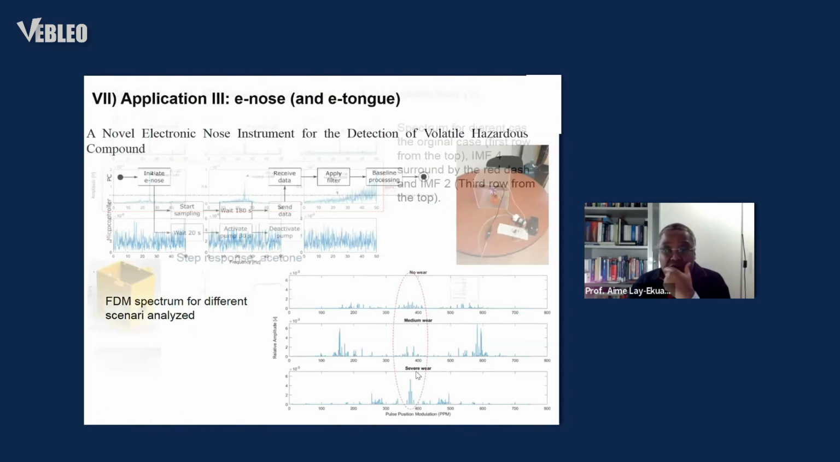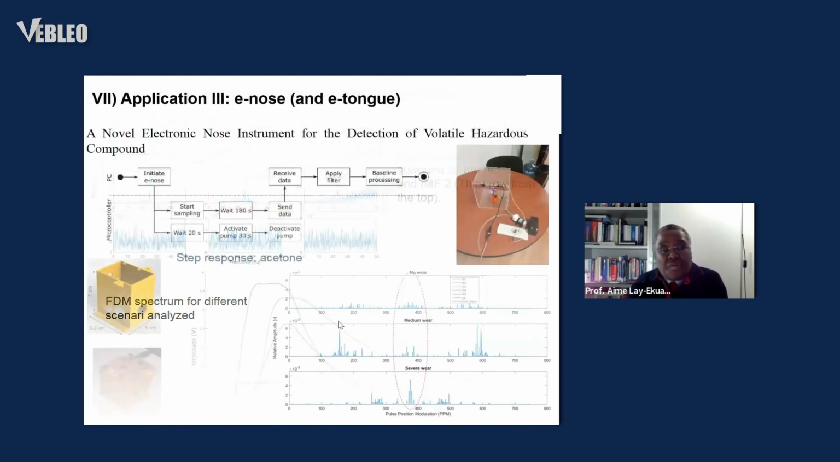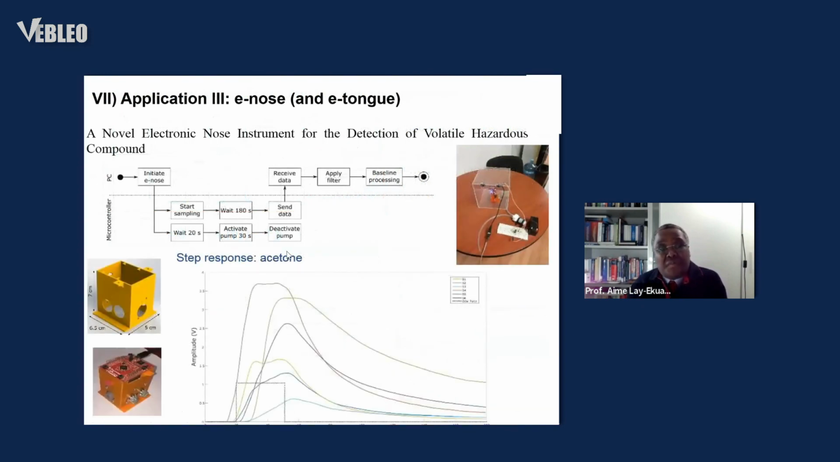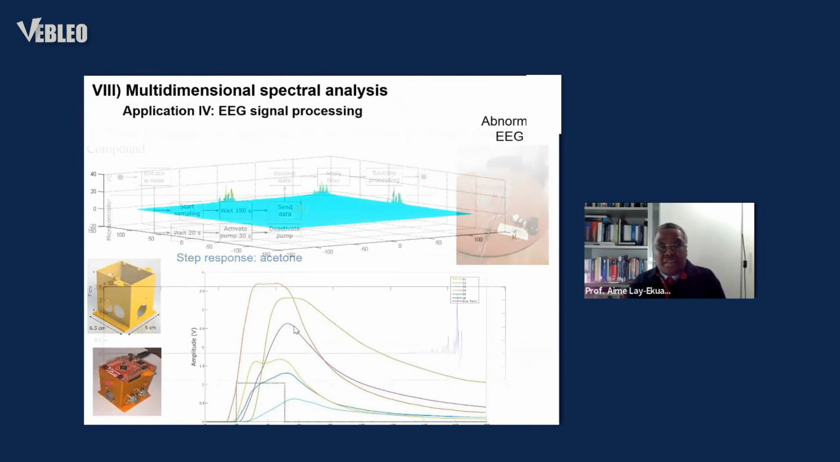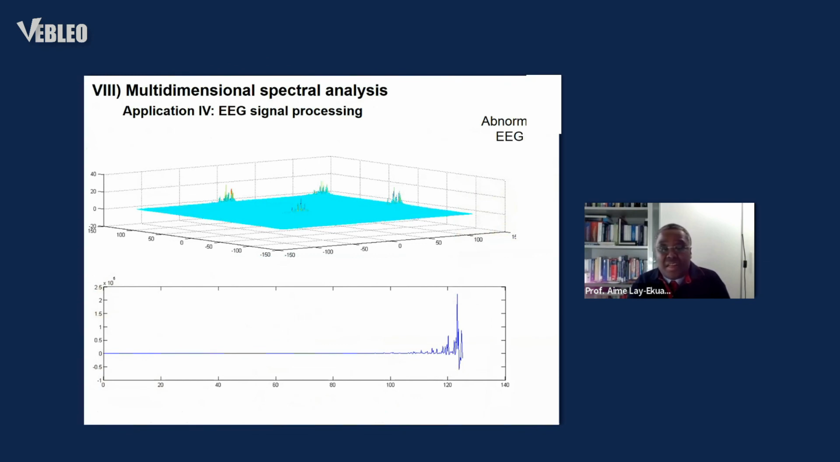And a further application of advanced transforms is in the field of food characterization. So we are able with the eNose to detect the presence of bad materials or other components in a food. This is an example of acetone where we have different tests thanks to FDM.